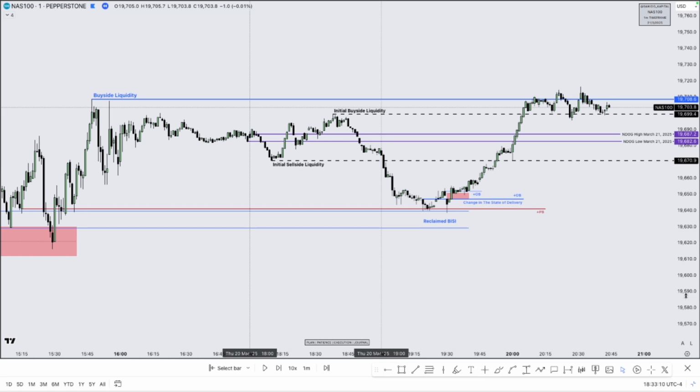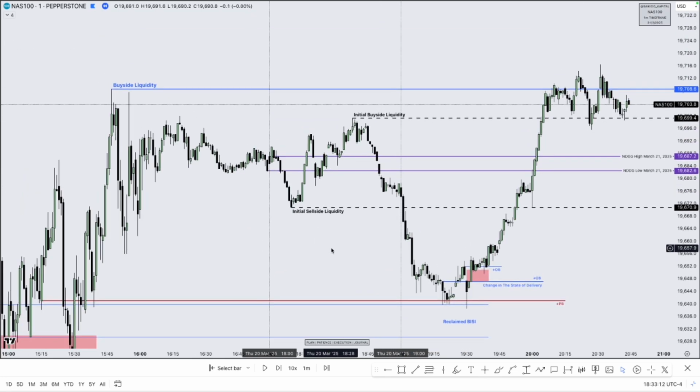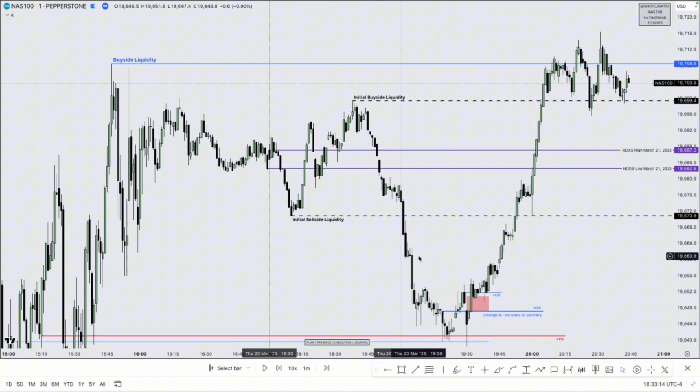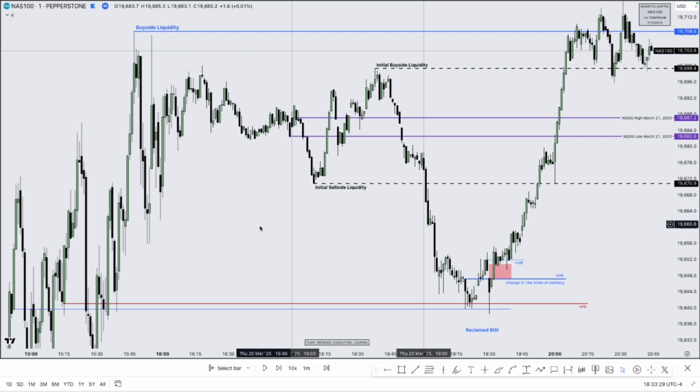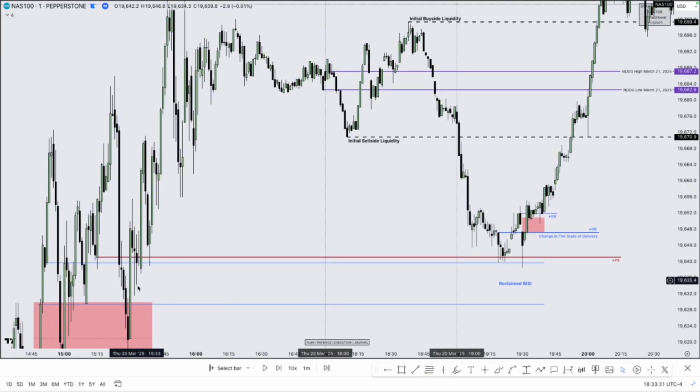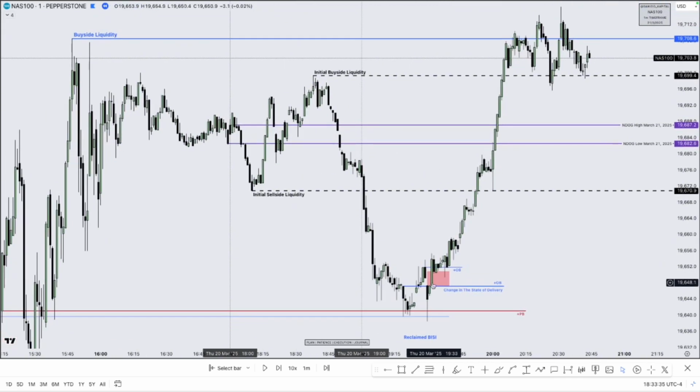6 o'clock to 7 o'clock, you get the highest high and the lowest low between 6 and 7. That is your initial sell side and your initial buy side. So whichever one is run first, as soon as we open at 7, we ran sell side first, we left the initial buy side.